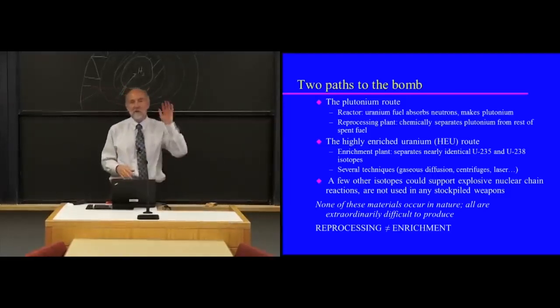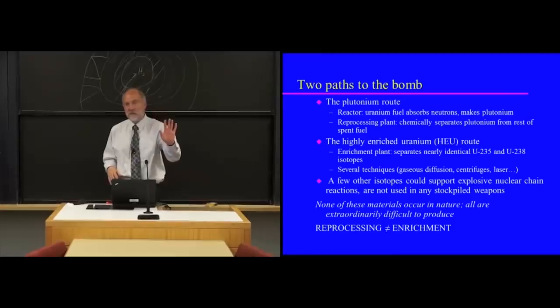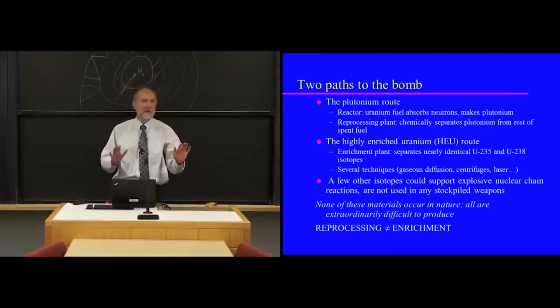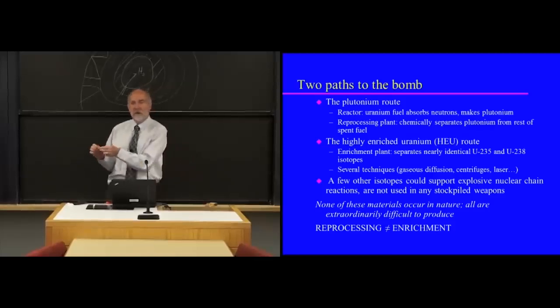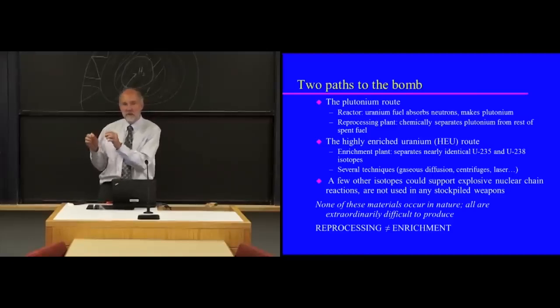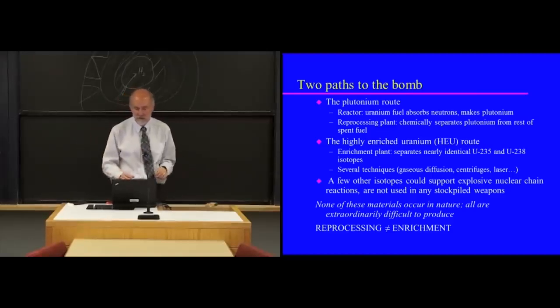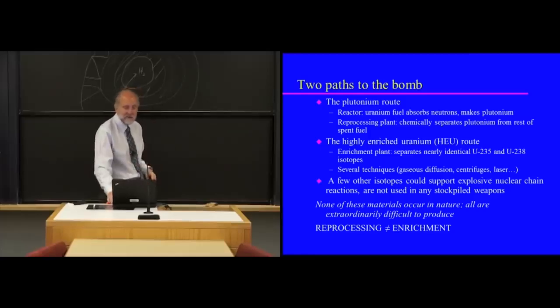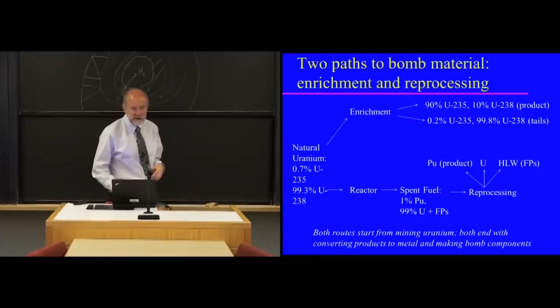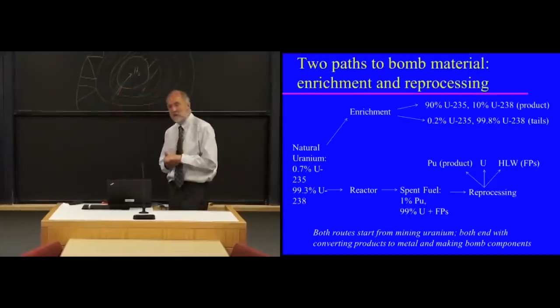They're not. Reprocessing is on the plutonium route. It's a chemical process. Enrichment is on the uranium route. It's usually not a chemical process. It's usually a physical process based on the mass of these different isotopes being slightly different. Okay, so reprocessing is not equal to enrichment. All right, so this is just another version of these two paths to the bomb.